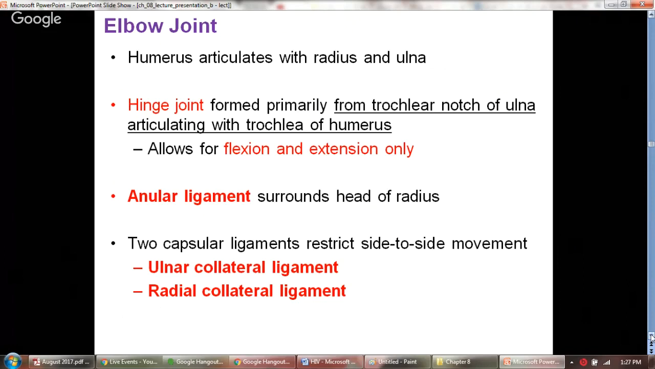It's formed primarily from the trochlear notch of the ulna, articulating with the trochlea of the humerus. It allows for flexion and extension only. And the annular ligament, which surrounds the head of the radius, is associated with the elbow joint. So there are two capsular ligaments which restrict side-to-side movement of the elbow joint. They are the ulnar collateral ligament and the radial collateral ligament.